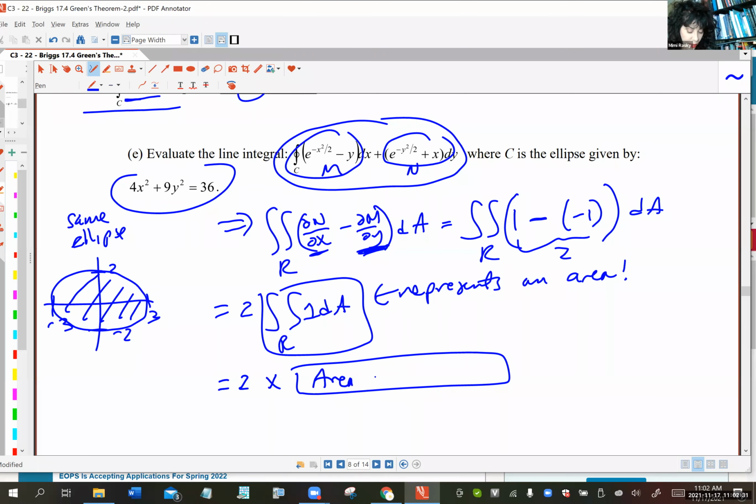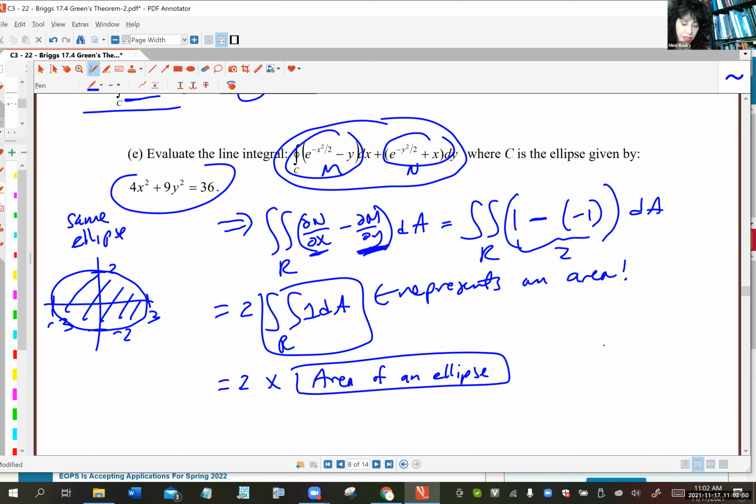Now, this is the weird part. You may not have had a formula for area of an ellipse. Circles, yes. Ellipse, probably not. Because when I've taught this class multiple times, a lot of people have even told me, hey, that's the first time I've ever seen the formula for the area of an ellipse. Thank you. Thank you so much.